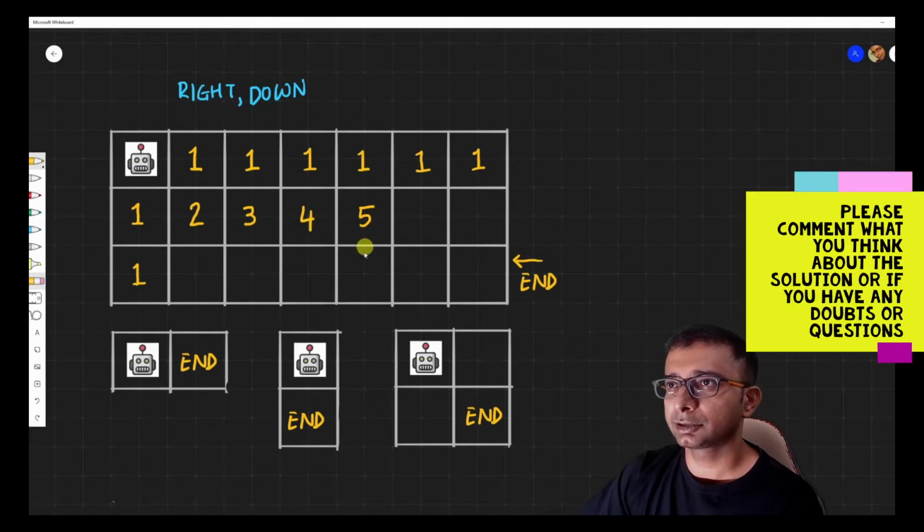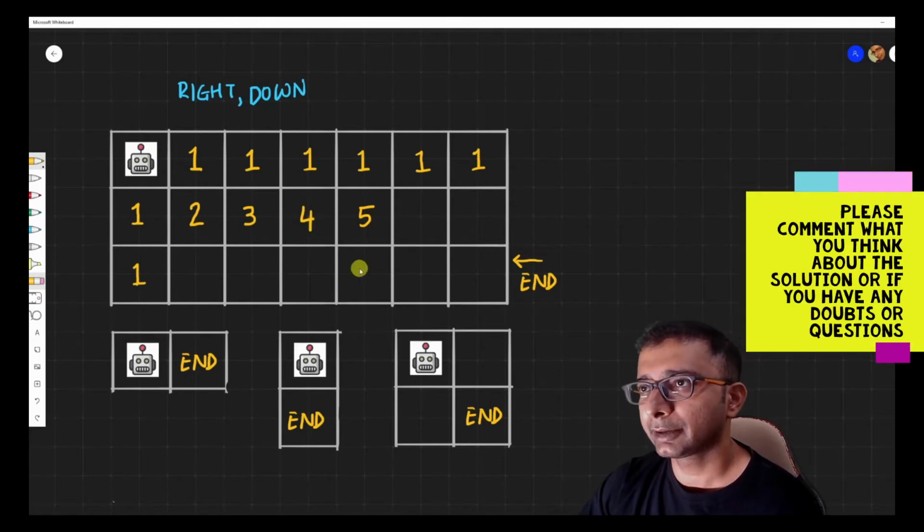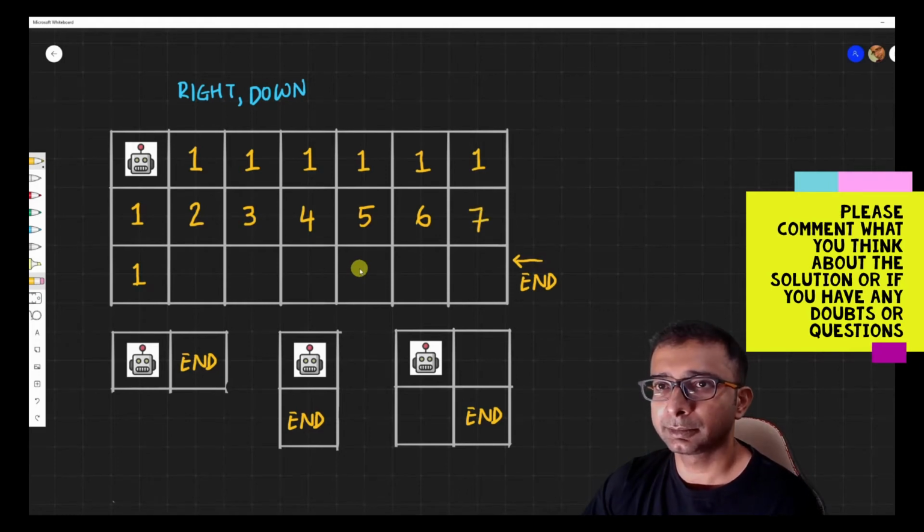Similarly over here also we'll keep on doing so. So we have 6, then 6 plus 1, we have 7 ways of reaching it. Similarly over here we have 3 ways of reaching it, and you know those 3 ways.